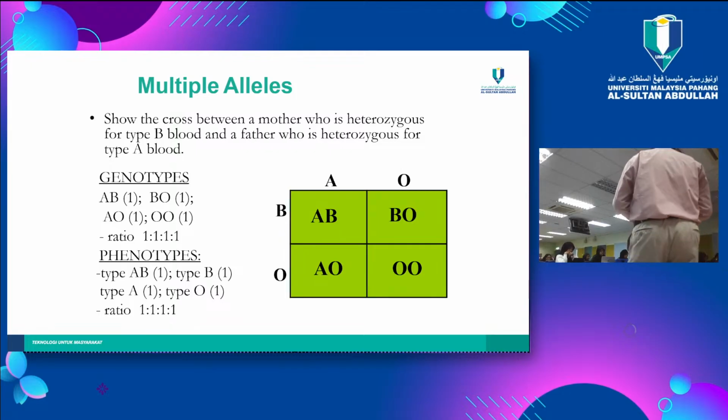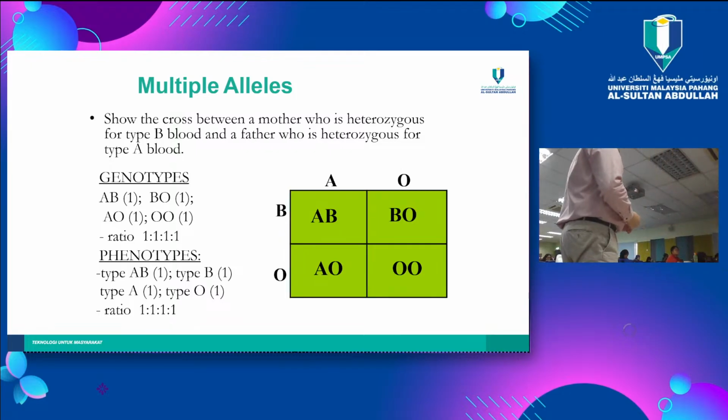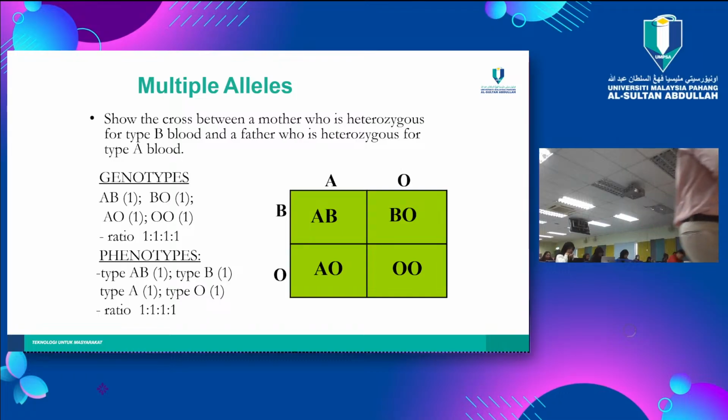Okay, in another scenario, if the mother is heterozygous for type B blood, so for type B, you need to be homozygous for B or heterozygous.